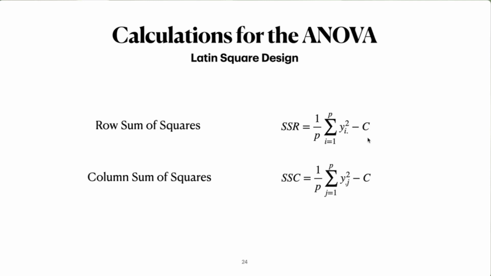So SSR is 1 over P times the sum, i going from 1 to P, of Y i dot squared, minus the correction term C. To get the column sum of squares, which we will denote by SSC, that is equal to 1 over P times the sum, j going from 1 to P, of Y dot j squared, minus C. Here we are adding up the squared column totals, multiplying that sum by 1 over P, and then subtracting the correction term C.